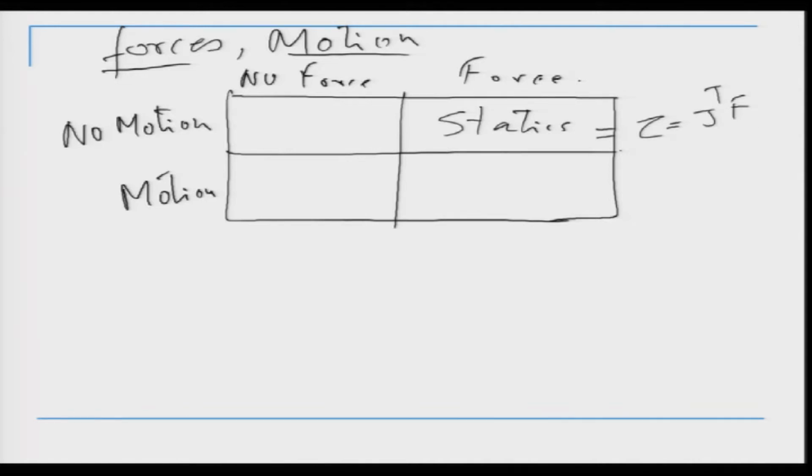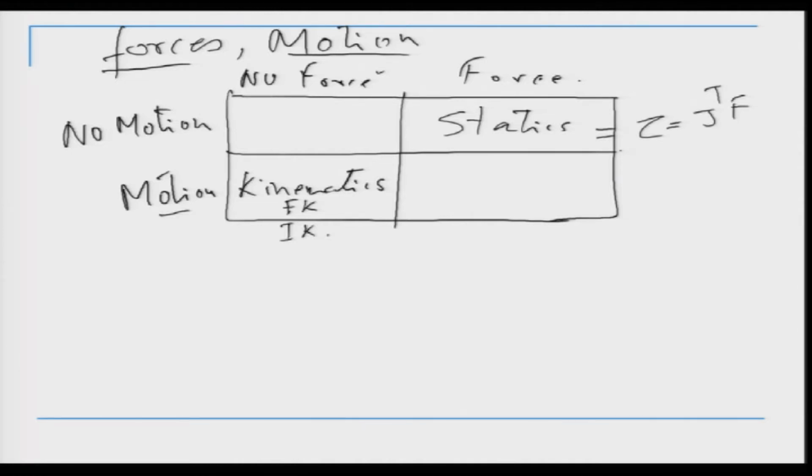Next, if there is no force and we only consider motion, then this is called kinematics. We also saw that kinematics is the relationship between the various joint velocities and joint positions with the end effector position. Essentially here we are looking at the forward kinematics and the inverse kinematics problem. So kinematics is the study of motion without relation to forces.